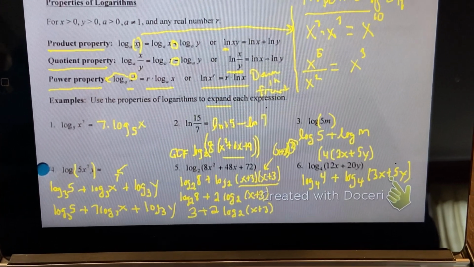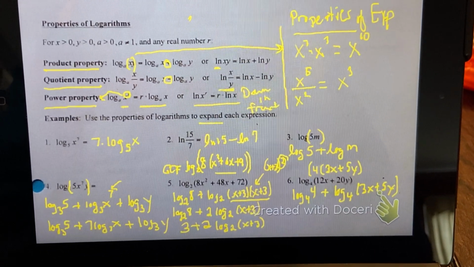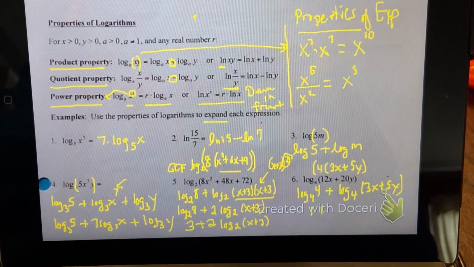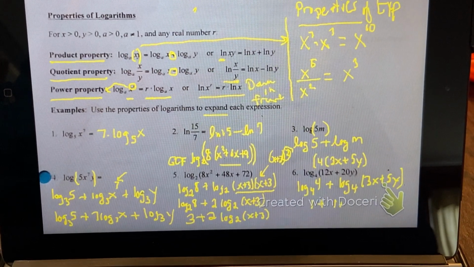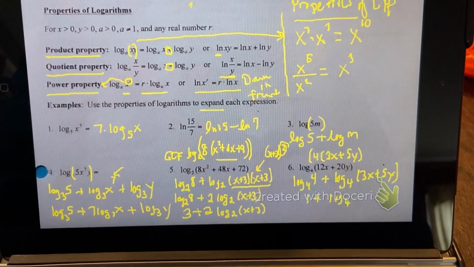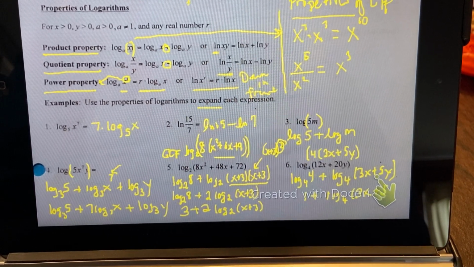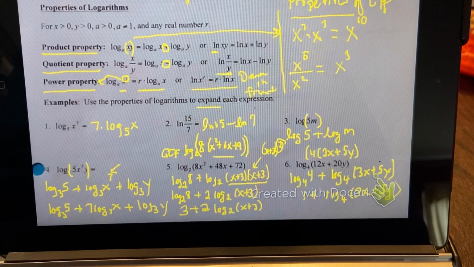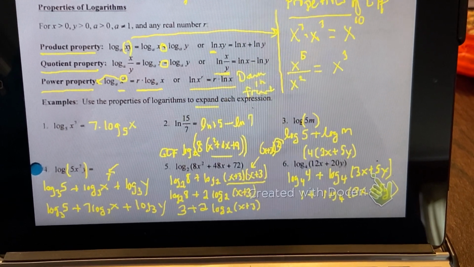And when I look at this front logarithm, log base 4 of 4, I'm going to rename that as 1. And then I can do nothing with the second term. So I'm just going to copy it down. I don't need to expand it out. It's already ready for me. Final answer. So 1 plus log base 4 of the quantity 3x plus 5y.